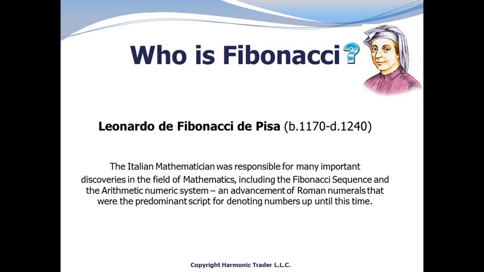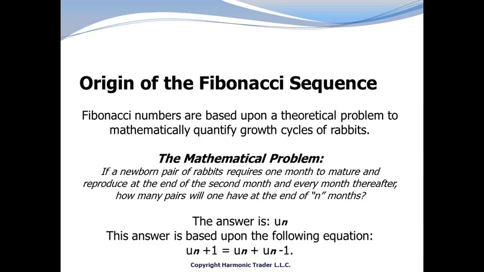Who is Fibonacci? Leonardo de Fibonacci di Pisa is his full name, and he was an Italian mathematician that was responsible for many important discoveries in the field of mathematics, including the Fibonacci sequence and the arithmetic numeric system, an advancement of Roman numerals that were the predominant script for denoting numbers up until this time.